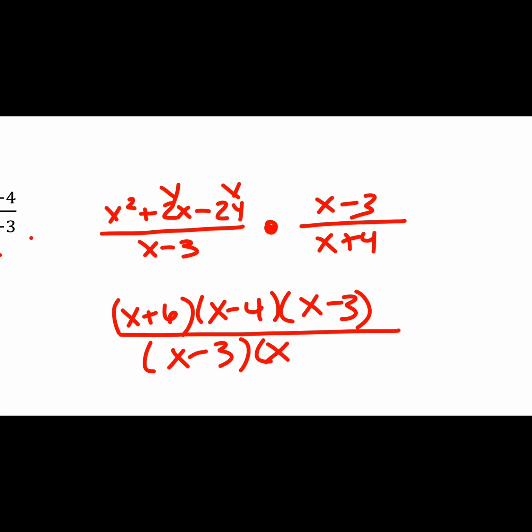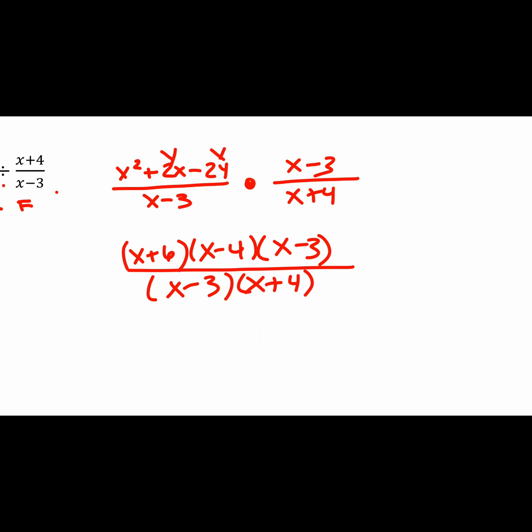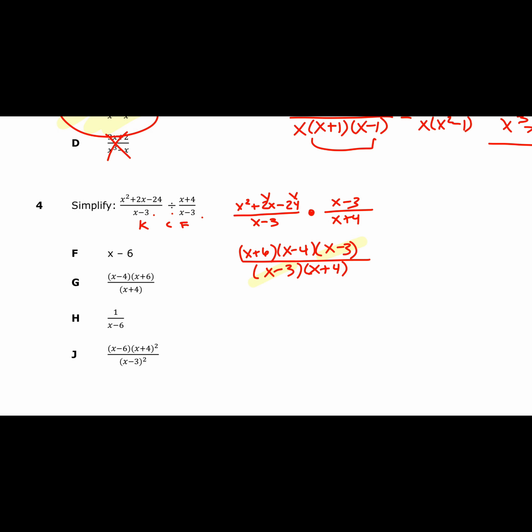So I also have the x minus 3 from up here, the x minus 3 down below, and the x plus 4 down below. So in this case, we cancel what we can cancel out, which is the x minus 3, and we're left with x minus 4, x plus 6 on top, and x plus 4 on the bottom, which is the answer G.